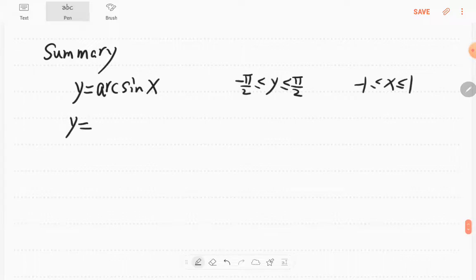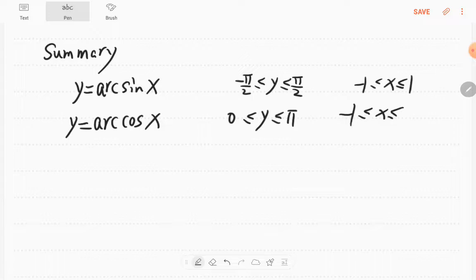Another one is arc cosine x. So this one, y is from 0 to pi, which means the terminal side should be in the first and the second quadrant. And this x is between negative 1 and 1.